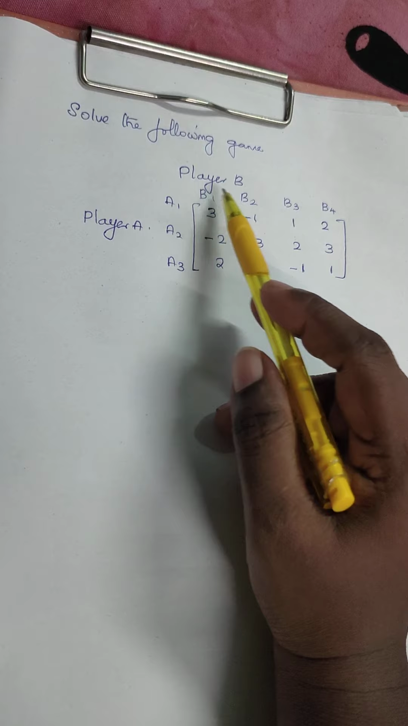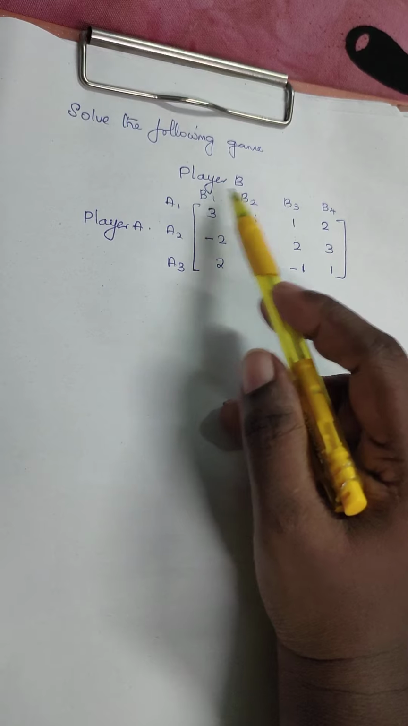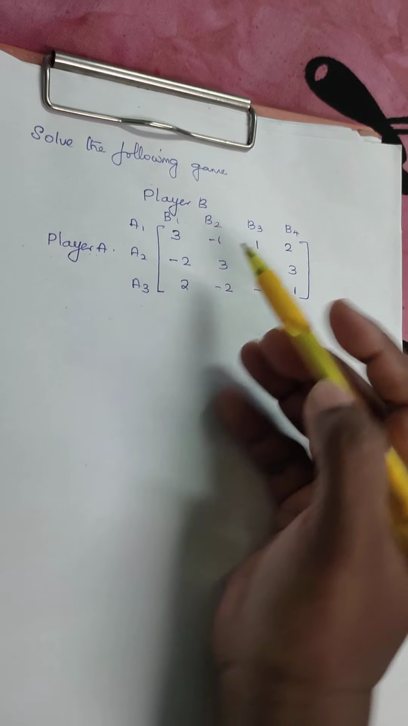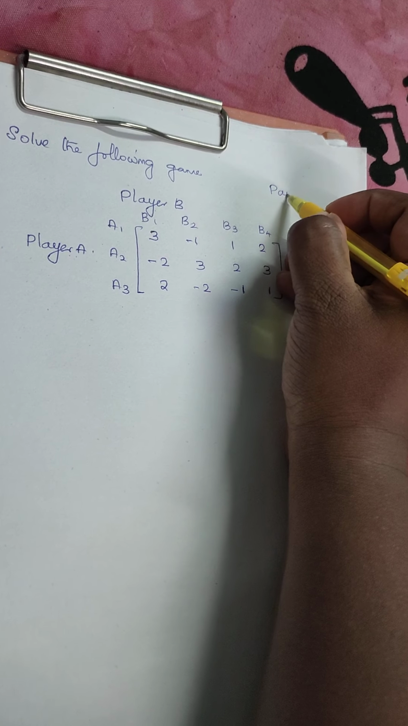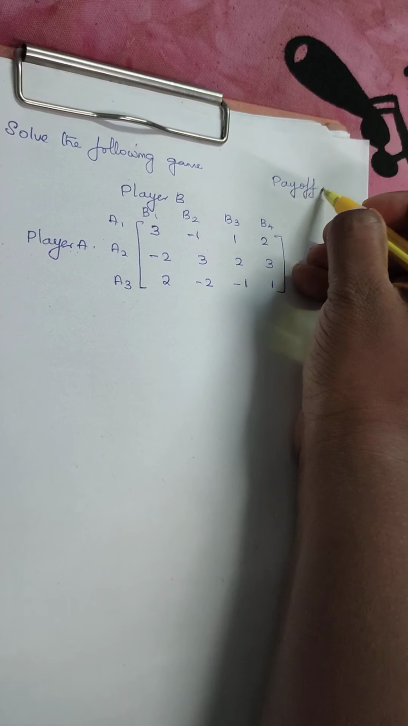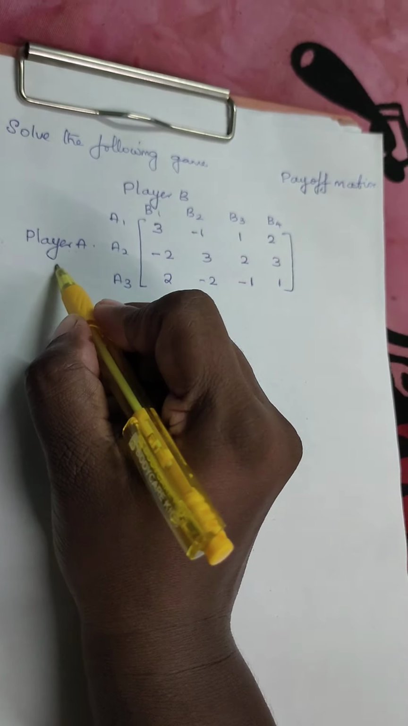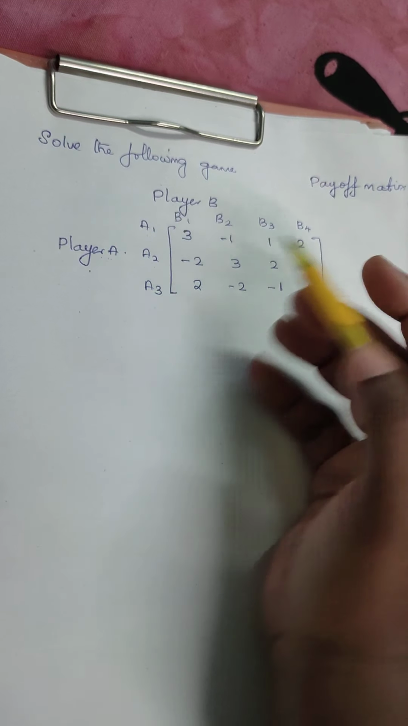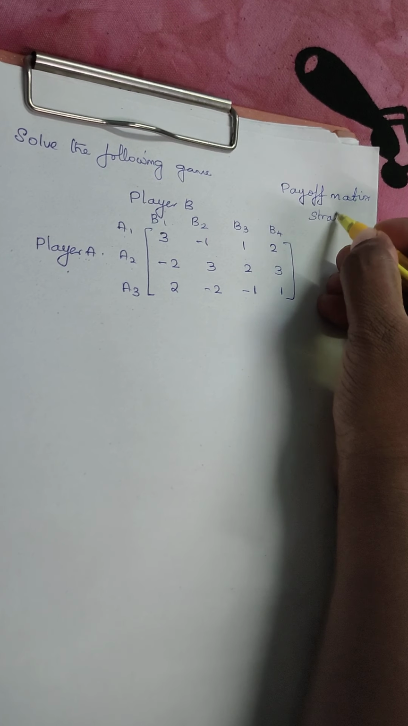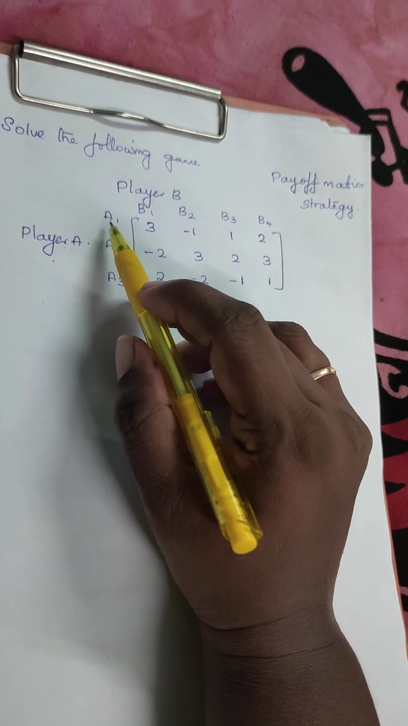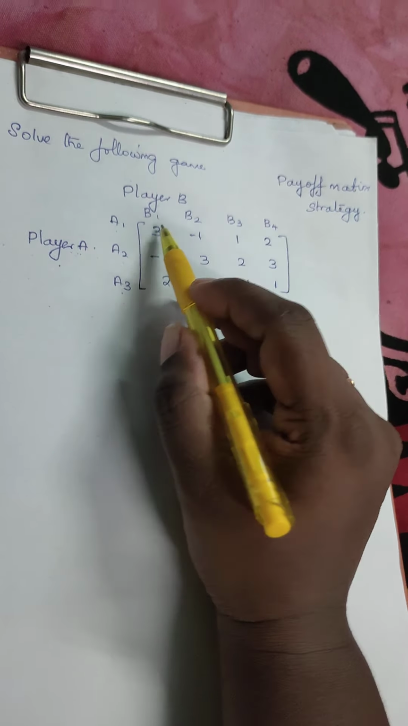Okay, so today we're going to solve a game. This is a two-player game. If you notice here, you have player A and player B, and this is a payoff matrix of player A. Okay, so here you have three strategies of A1, A2, A3 strategies. So I have three strategies for player A and four strategies for player B.